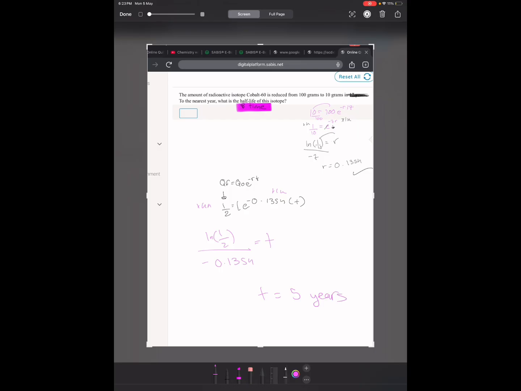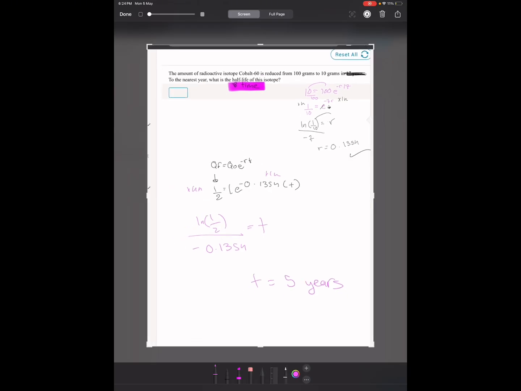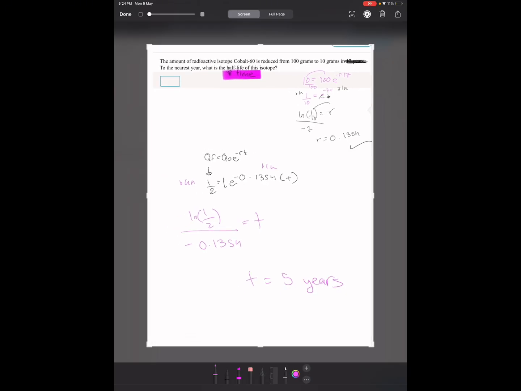Now, let me recap a bit. When you have the first time but you don't have the second time, you have to find the rate using the first time that they gave you. You don't have the second time, so you're going to find it by substituting 1 over 2 and 1. This is just how you do it. These are just the steps. I know it's hard to understand, but yeah.